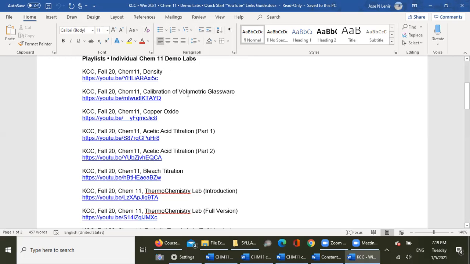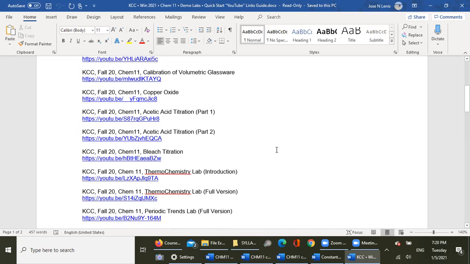Now, the second experiment, calibration of volumetric glassware, you find on the Blackboard. The one I showed you before in the information section is there. The lab manual for this experiment, and here it gives you the link for that experiment. And you'll also find the video here on the Blackboard in the content. All right. And the next one is copper oxide. So we go in that exact order.